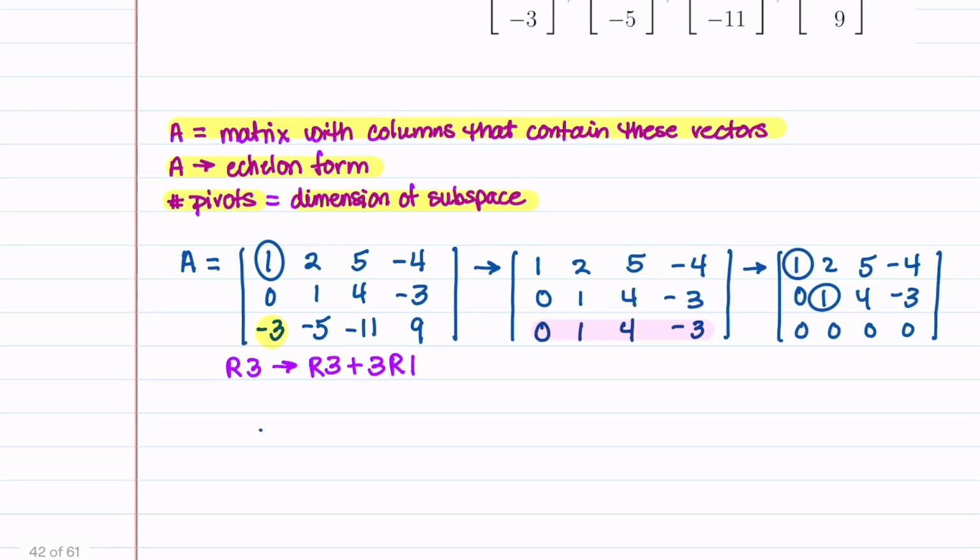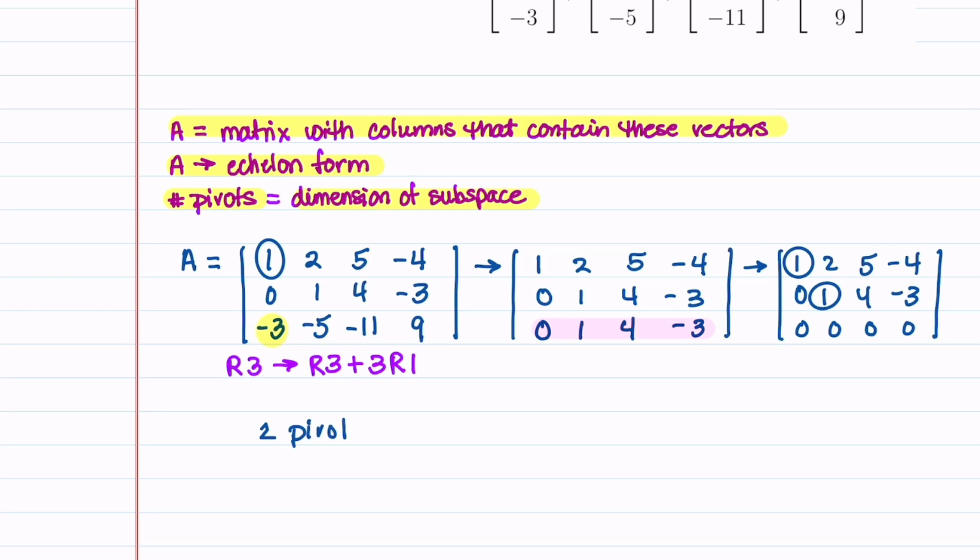So we have two pivots. And that tells us that we have two linearly independent vectors. So that means that the dimension is equal to 2. The dimension is just the number of linearly independent vectors in a set.